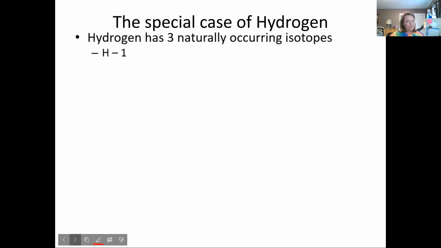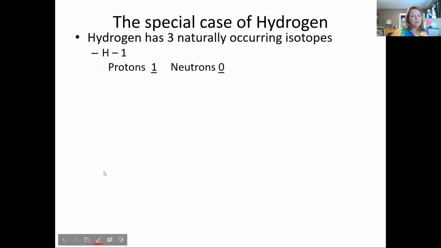Hydrogen 1. Okay. What would the model for hydrogen 1 look like? What does this number tell us? This tells us that its mass number is 1. That means it has a total of 1 protons and neutrons. The mass number is a sum of protons and neutrons. If the mass number is 1, that 1 has to be a proton.